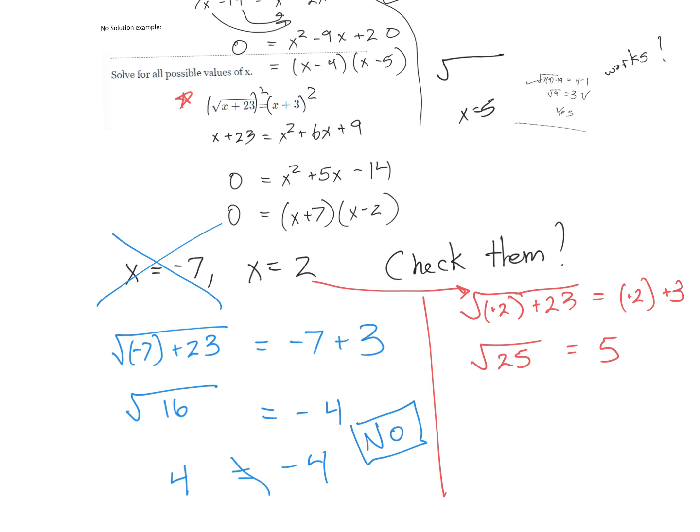What's going on here? What's the square root of 25? 5. Is the right side equal to the left side? Yes. Yes, yes, yes. Yes, queen. Yes. So x equals 2 is the only solution. One solution.